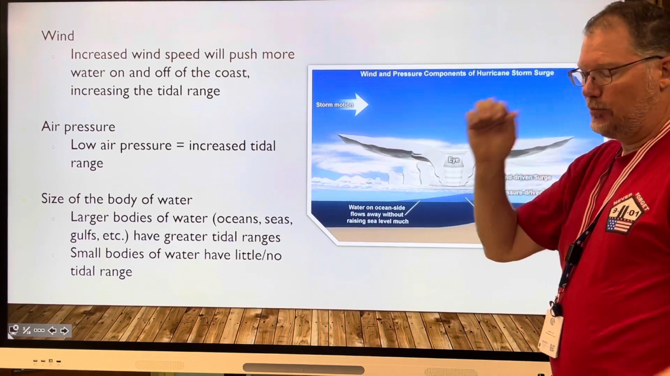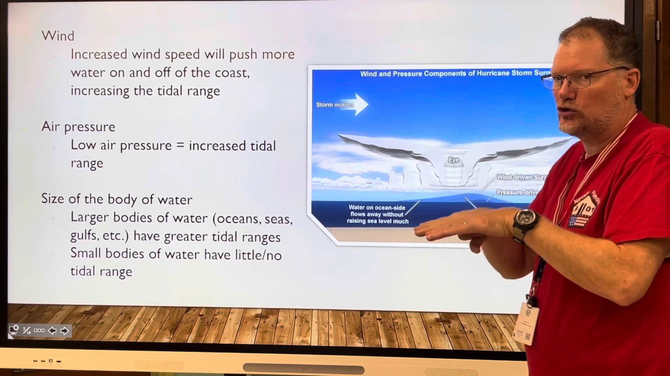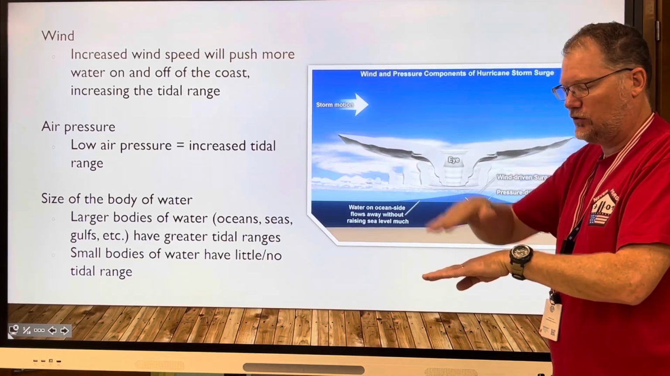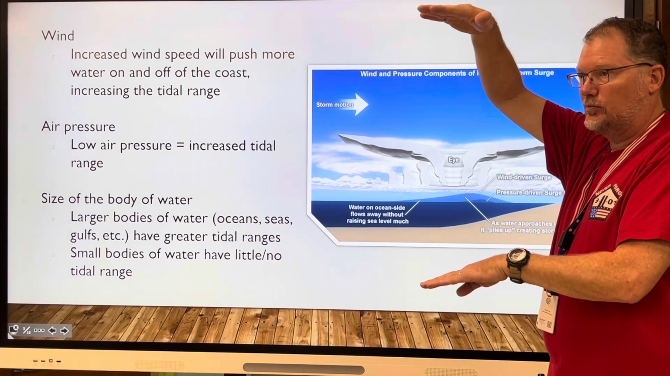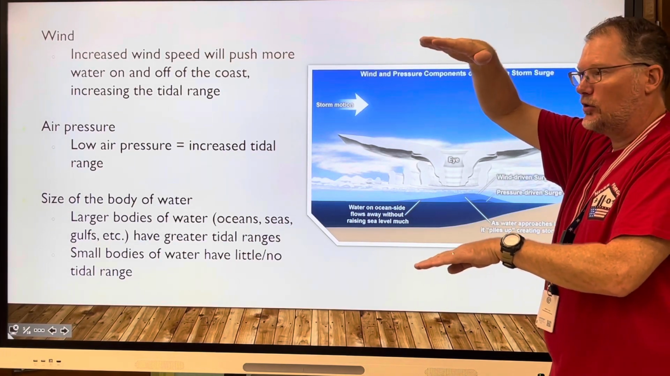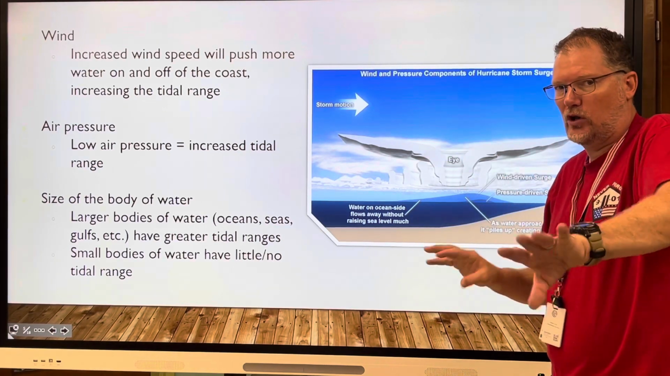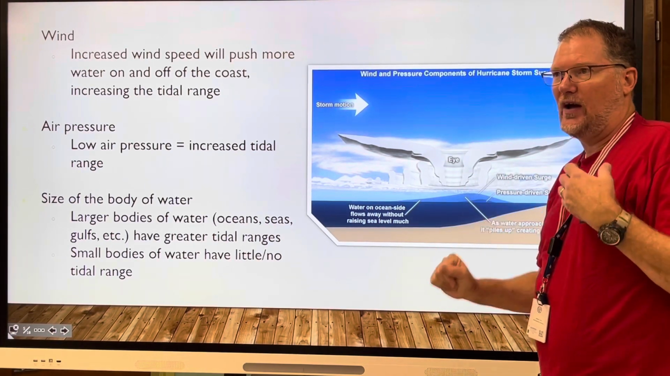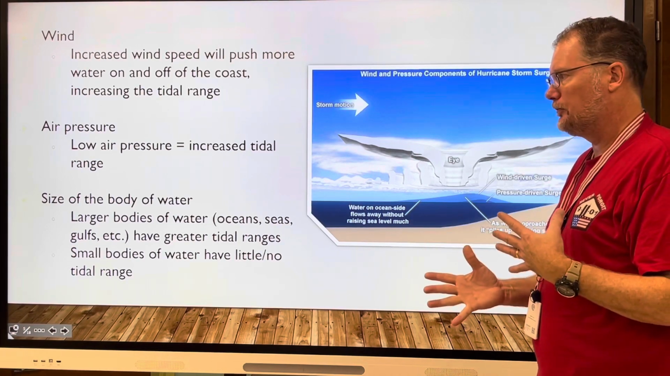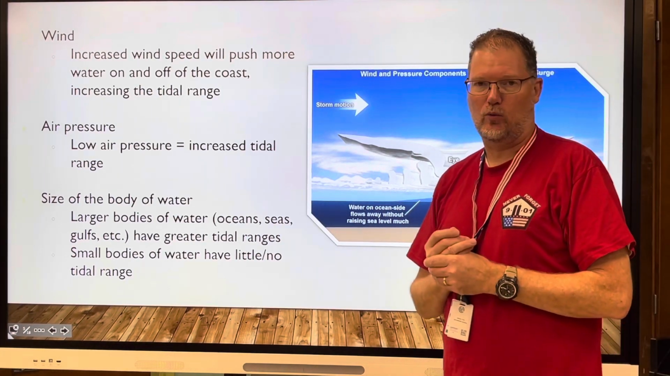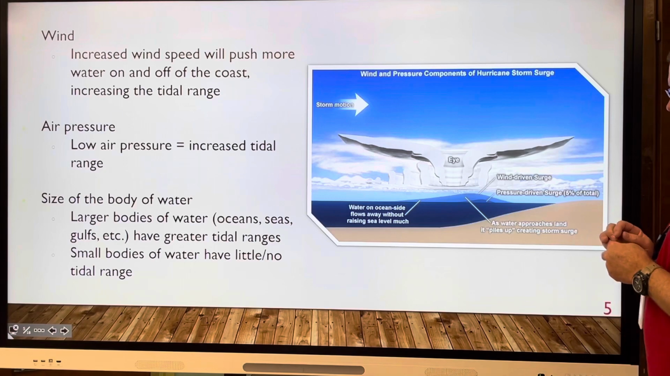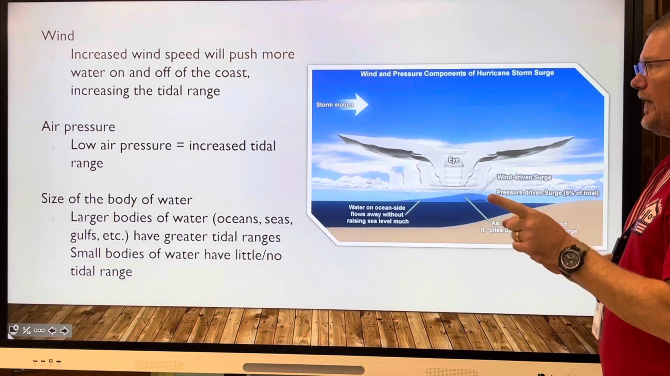Air pressure, pushing down. How much air there is from the surface to space, if it's denser, it's going to push down more, which is going to push that water to another location and affect the tides, either make it higher or lower. And of course, the size of the body of water has an effect on that too.